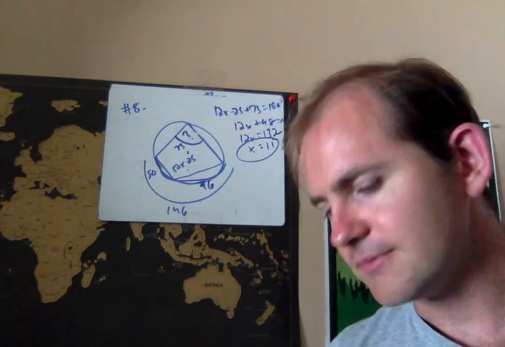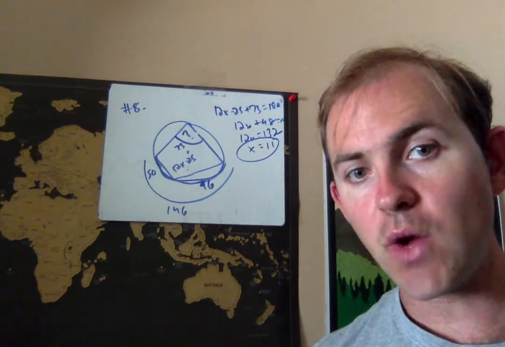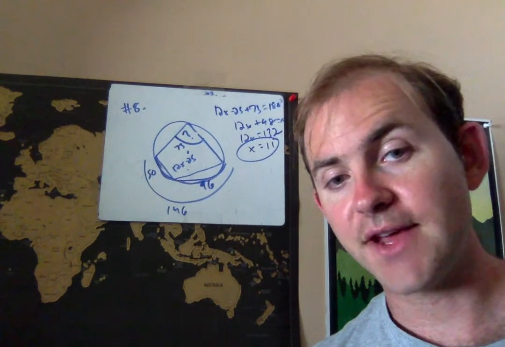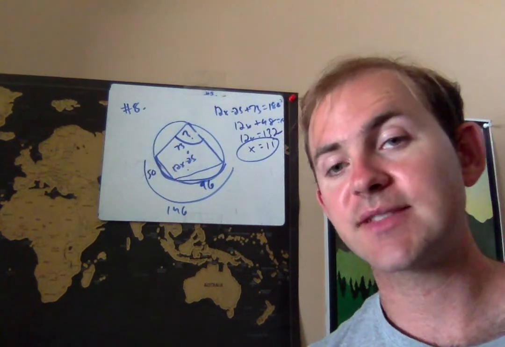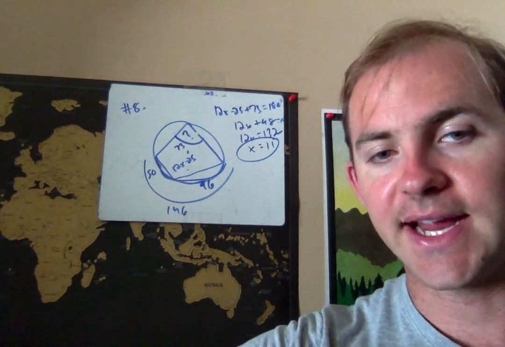Okay? So guys, again, the basic idea here is very simple. If I have a quadrilateral, a 4-sided figure, doesn't matter what type, and it's inscribed inside a circle, the angles across from each other are going to add up to 180 degrees.